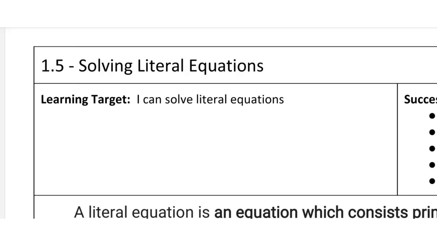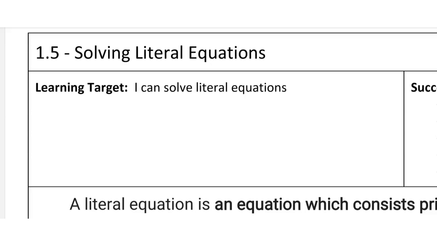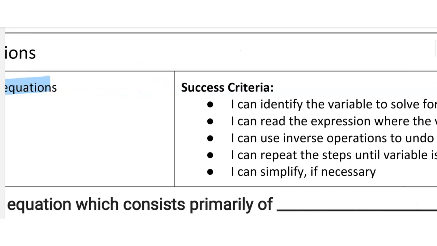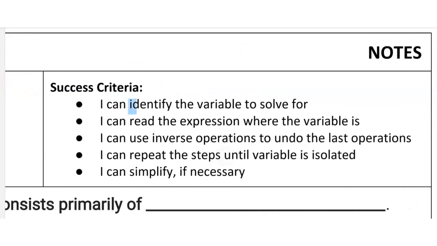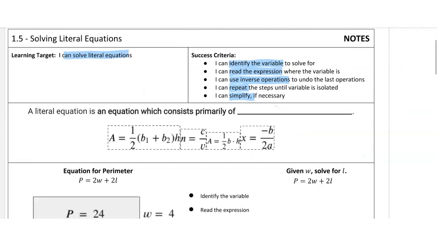For this lesson 1.5, we are going to be solving literal equations. So our learning target is that we can solve literal equations. In order for us to be successful, we need to be able to identify the variable that we're solving for, read the expression beginning with the variable. We're going to use inverse operations to undo the last operation. Then we're going to repeat the steps until the variable we're solving for is isolated. And of course, at the end, we're going to simplify as necessary.